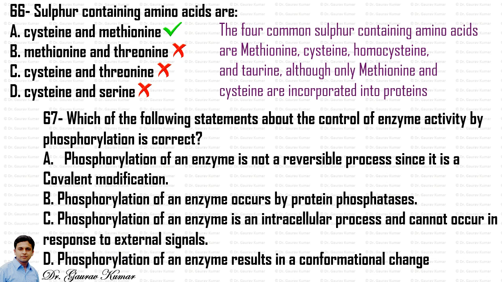Next question, which of the following statements about the control of enzyme activity by phosphorylation is correct? First option, phosphorylation of an enzyme is not a reversible process since it is a covalent modification. No, this is wrong. Phosphorylation of an enzyme occurs by protein phosphatase. No. And C, phosphorylation of an enzyme is an intracellular process and cannot occur in response to external signal. No, actually the phosphorylation of many enzymes occurs due to external abiotic and biotic stress. And the D option, phosphorylation of an enzyme results in a conformational change. Yes, this is the correct answer.